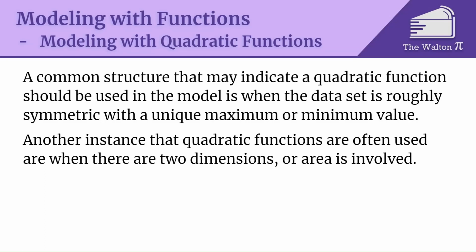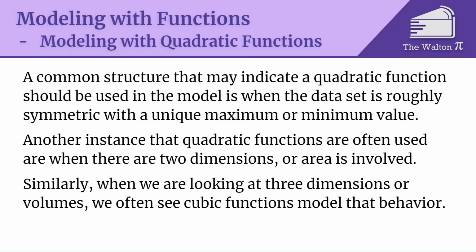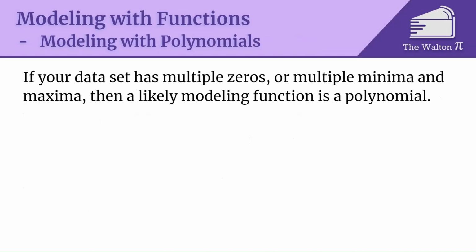Another instance where quadratic functions would often be used is if there are two dimensions or areas involved. Those are going to naturally have x squareds come up in them, and so it's likely going to be a quadratic that's involved there. And then if we're looking at 3 dimensions or volumes, we're often going to have cubic functions model that behavior because we're going to have x cubes show up very frequently in that type of behavior. Now, if your data set has multiple zeros or multiple minima and maxima, then we're likely going to have a polynomial as our modeling function. Not a line because that would only have one zero, but we're going to probably have a polynomial.